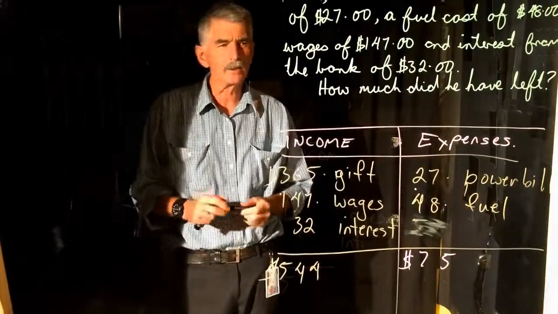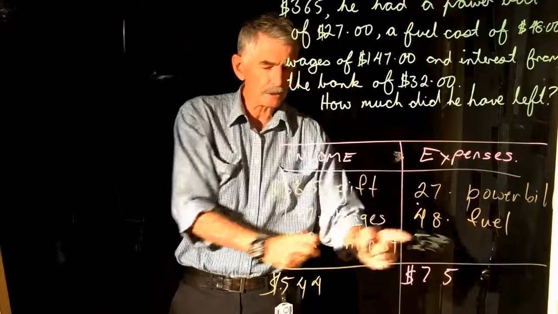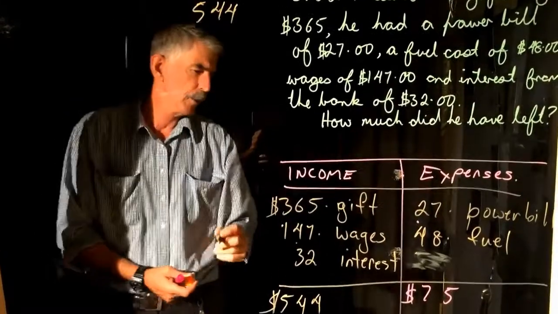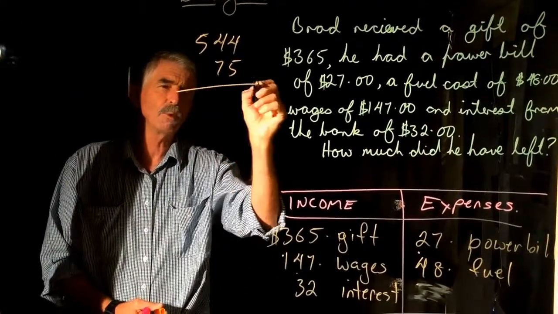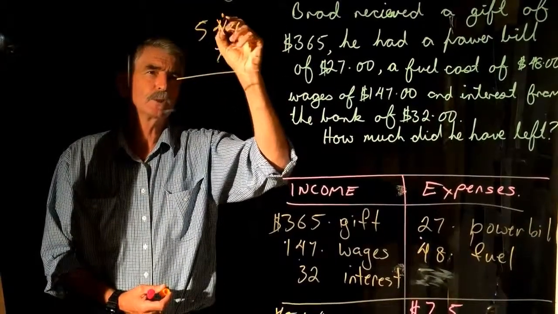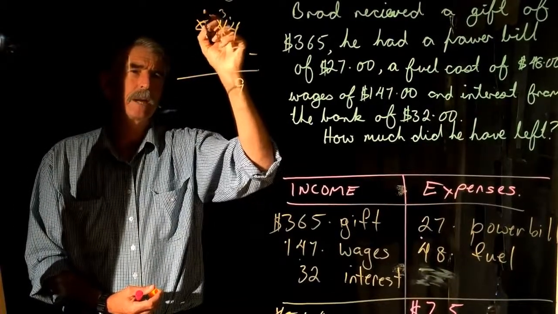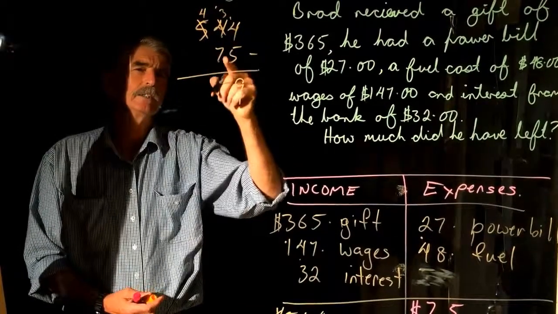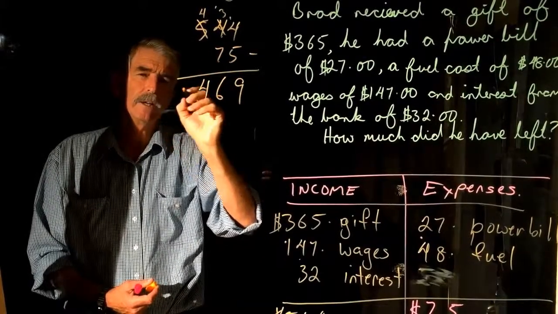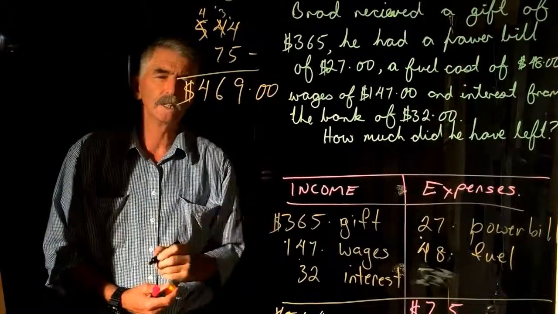Now we want to know how much he had left over, so now we're going to do a calculation. We're going to take the income and the expenses. We're going to take the expenses away from the income, so we have $544, and we're going to take away from that $75, and that will give us the amount of money left over. So 4 take away 5 we can't do, so we're going to trade down. 14 take away 5 is 9. 3 take away 7 we can't do, so we're going to do another trade down again. 13 take away 7 is going to be 6. 4 take away nothing is going to be 4. And so his total amount left over is going to be $469 and no cents.